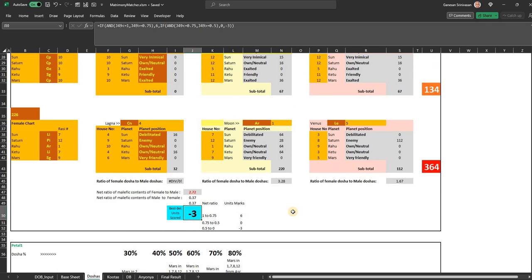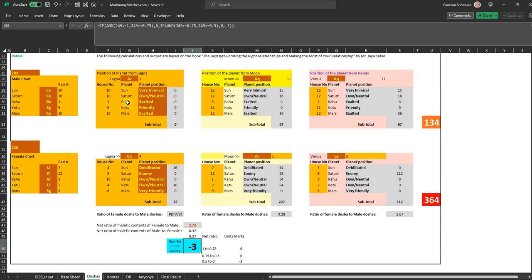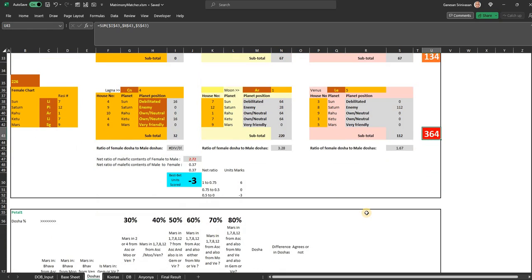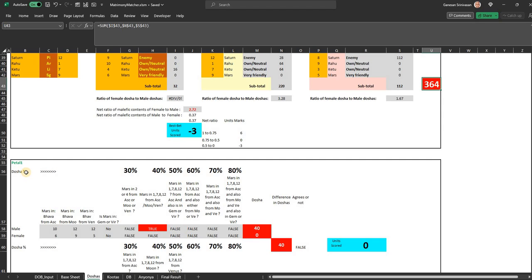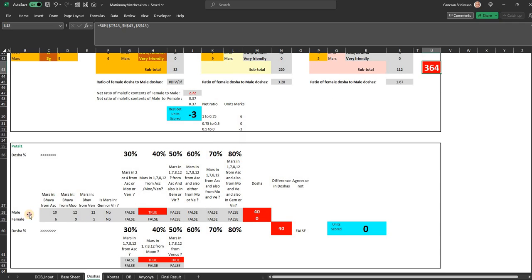This is the dosha with respect to Sun, Saturn, Rahu, Ketu, Mars, all the negative planets that bring in dosha from 3 reference points: the Lagna, the Moon and the Venus. These are the 3 reference points required to check this dosha. You don't have to touch anything, you just read the numbers here. This is specifically for what we call the Mars dosha, the Mangal dosha. In this case, the male has a severe dosha of about 40%, whereas the girl has no Mars dosha at all. You can check that even from the chart.